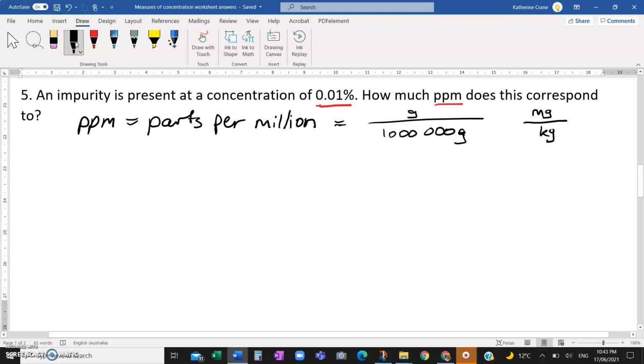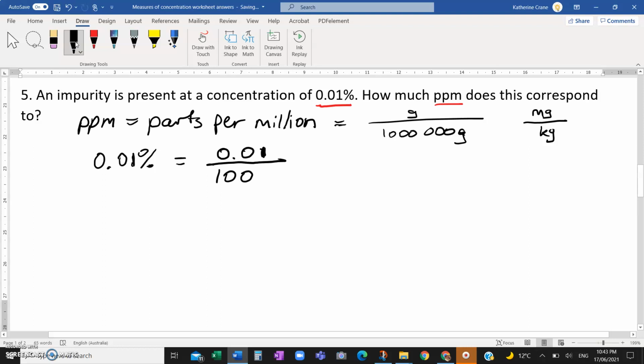So in this question, it says we have 0.01%. The first thing I do is write this as a fraction. So 0.01% is equal to 0.01 divided by 100. I mean, that's what the actual symbol means.